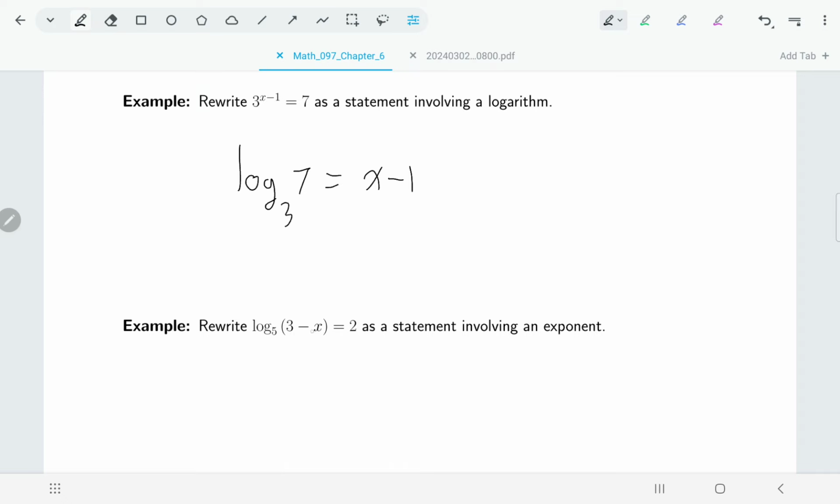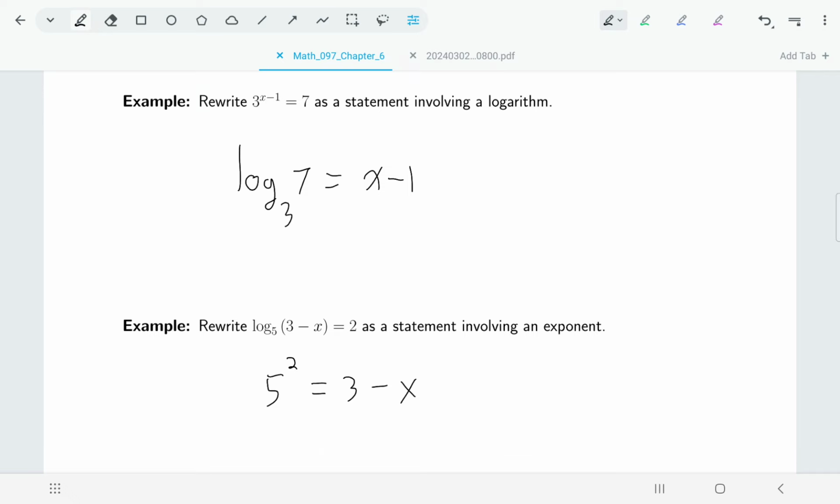Same sort of thing with the next one. Log base 5 of 3 minus x equals 2. If I wanted to solve for x for this kind of equation, I'd need x to no longer be the input for a logarithm. So I would say, well, since this is a log with base 5, I'll rewrite it as exponential with base 5, swapping our inputs and our outputs. And then same thing as with the previous one, where I could now solve for x if I wanted to. Here I could solve for x just by evaluating 5 squared and moving the 3 over.